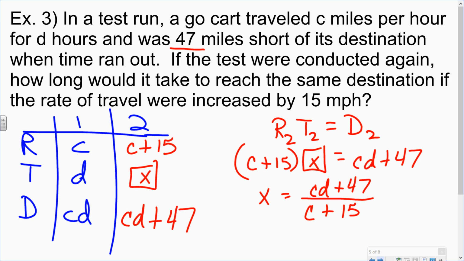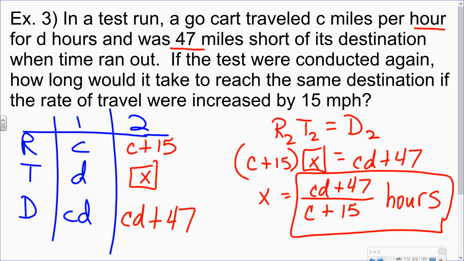Look back at the problem so we can label it. We were trying to find how long it would take. Our units for time are hours. And there is our solution on that. Does that make sense?